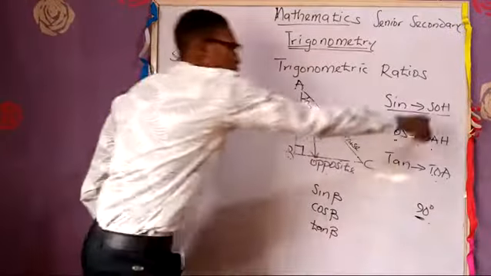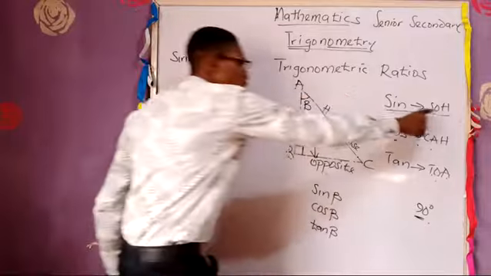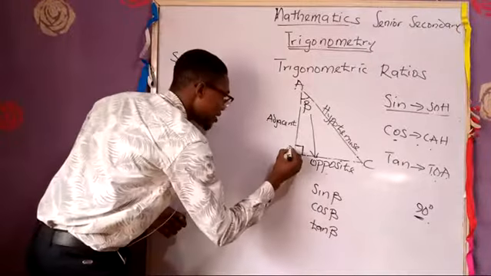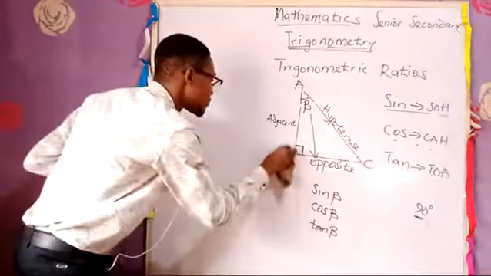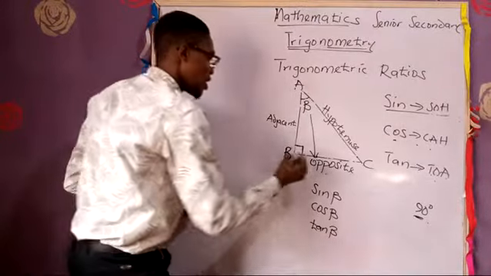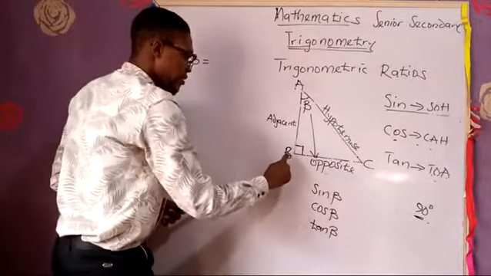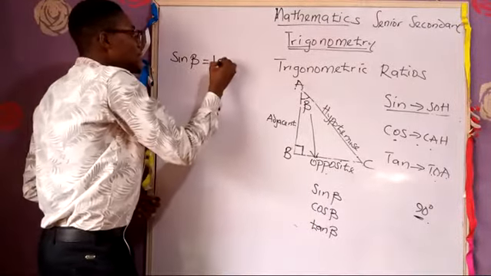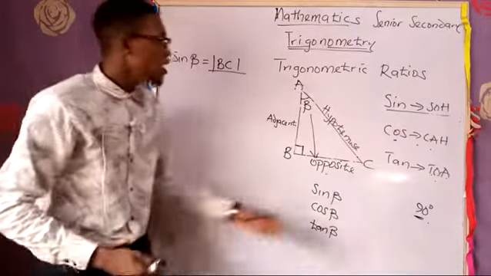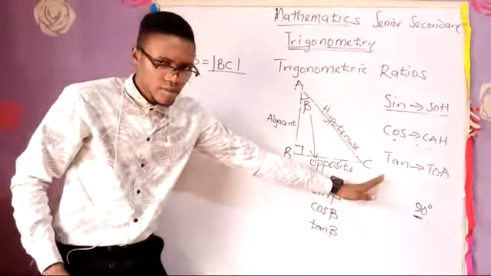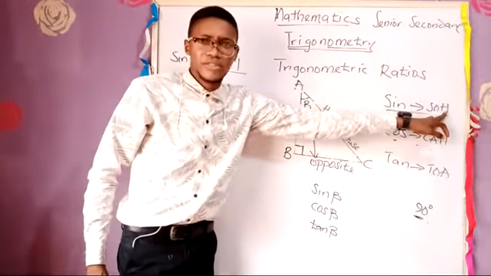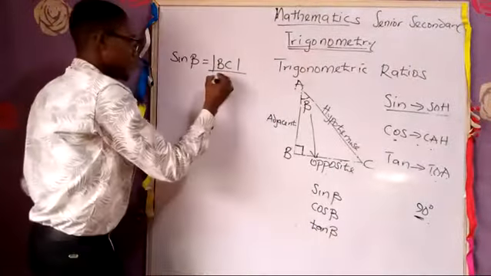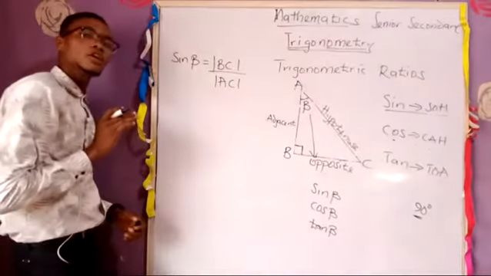Now what is sine beta? Coming back, sine stands for SO, and that is opposite over hypotenuse. Where's my opposite? This side. Let me write this up. Which side is the opposite? Line BC. Automatically, my sine beta will be line BC over my hypotenuse. Where's my hypotenuse? This side. That's line AC. Good.